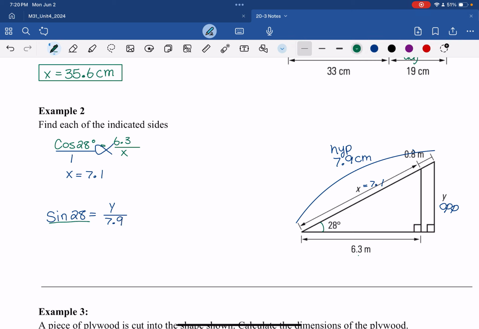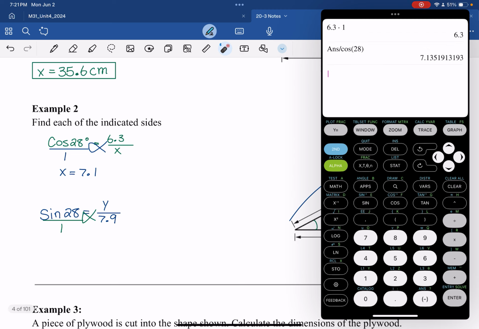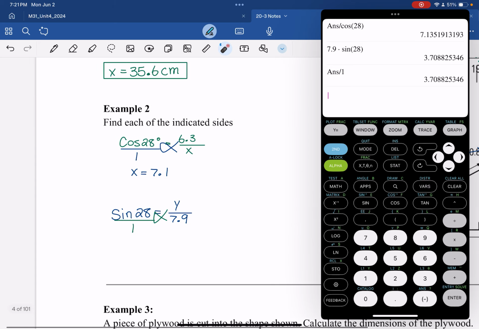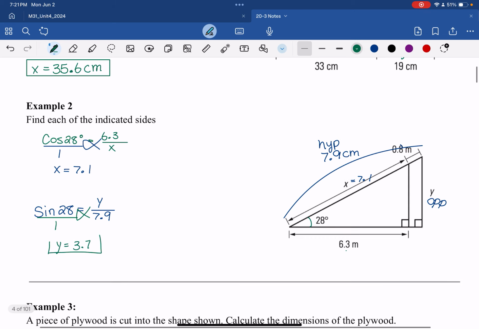I'm going to put this over 1, and we can cross multiply. So I'm going to take 7.9 times sine of 28 divided by 1. If I divide this by 1, I'm going to get the same answer. So 3.7 is my answer here. So y is equal to 3.7. I'm looking for both x and y in this case, so I'm going to box both of my answers here.